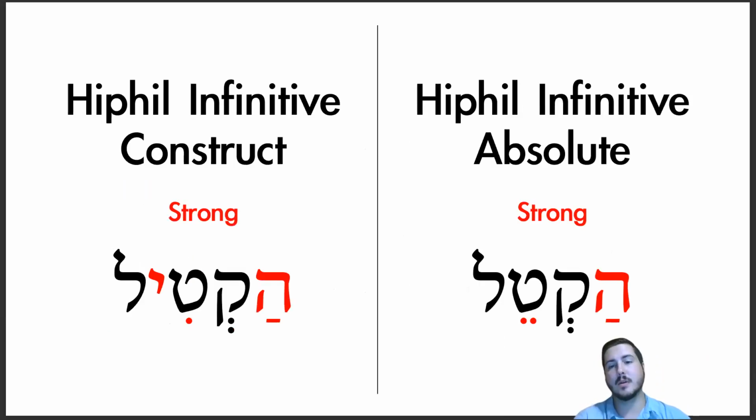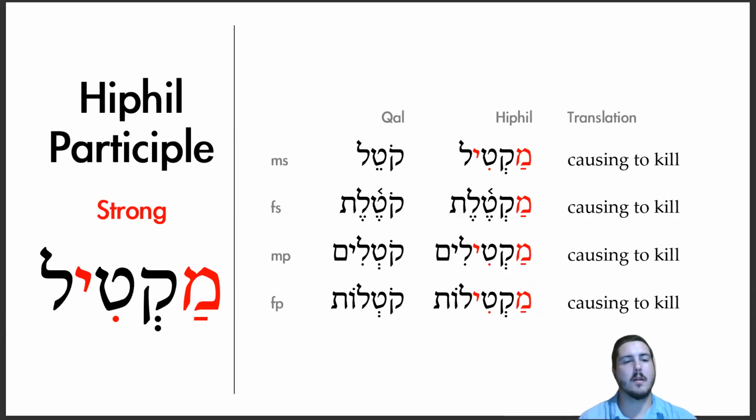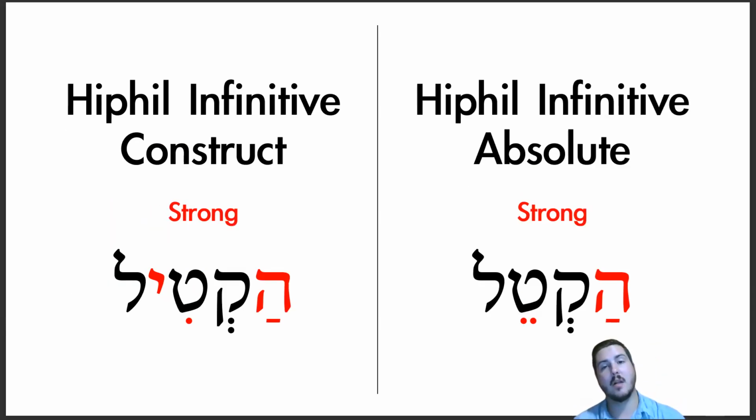Infinitive constructs, infinitive absolutes. Infinitive constructs, we're still retaining that Hifil diagnostic feature of the hey. So the only one we haven't had that in so far is the imperfect. Haktil, haktil, haktil, haktil. Notice we also have the tsere on the absolute, and here yod on the infinitive construct.